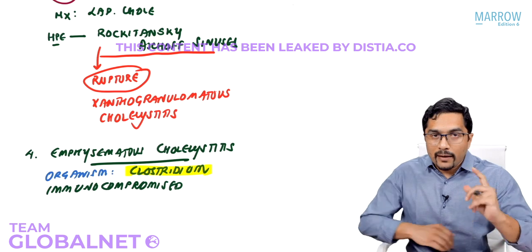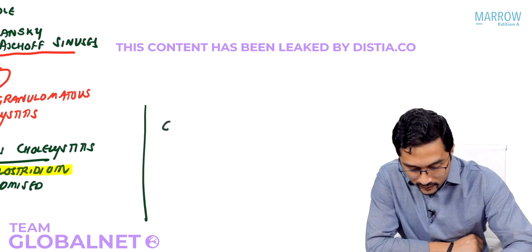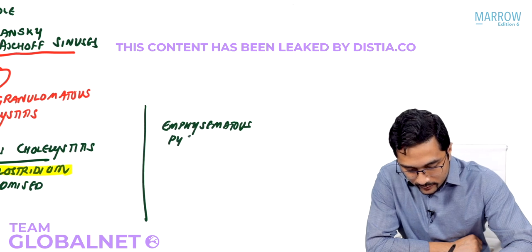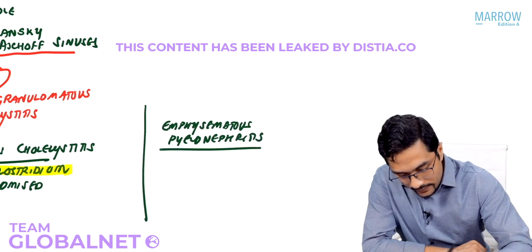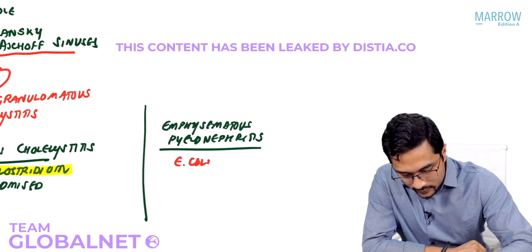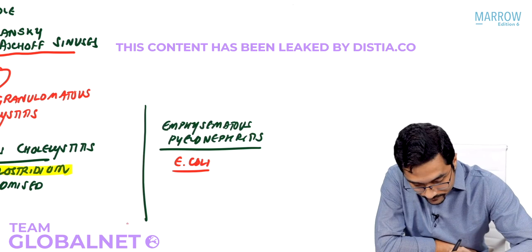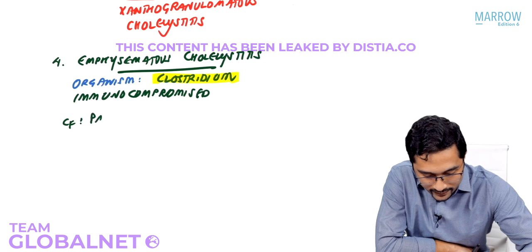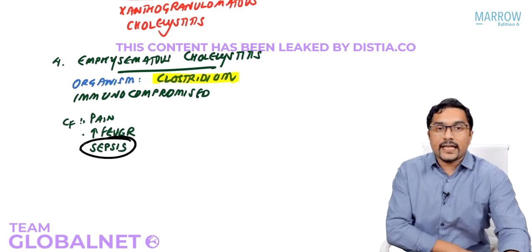Now, the point I want you to remember here is that emphysematous cholecystitis is due to Clostridium species. But emphysematous pyelonephritis, which I've covered in the kidney chapter, is due to E. coli. So don't get confused between the two. Regarding clinical features, the patient is going to come with pain and fever, and these patients are usually in a state of sepsis. That is very important.